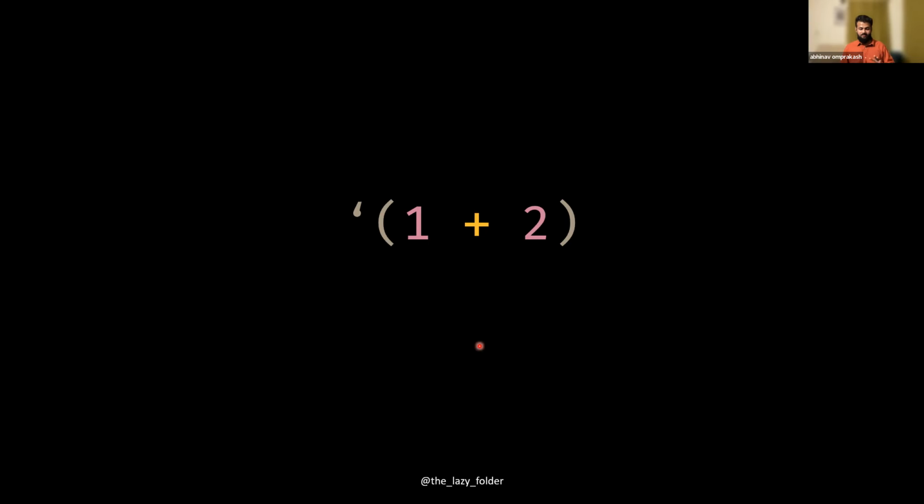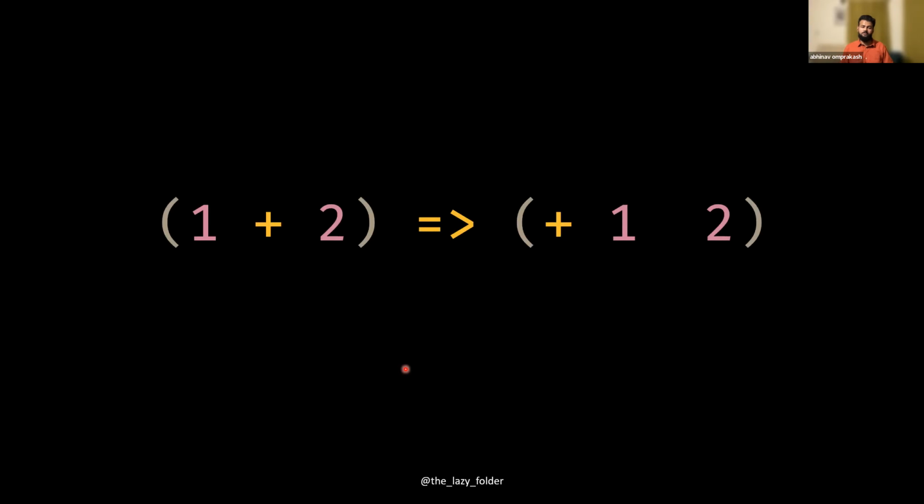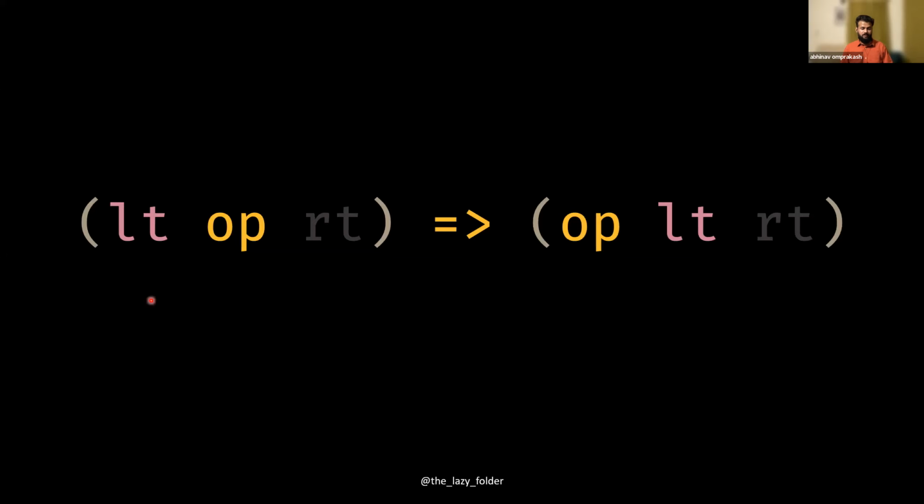But we can change it up a little bit to make it something Lisp can evaluate, like this. It's still a list with 3 elements, but now this is something Lisp can evaluate. This is the transformation we're doing. We're swapping elements. Now let's generalize this. So LT is left, OP is operator, and RT is right. And we're swapping the first 2 elements of the list.